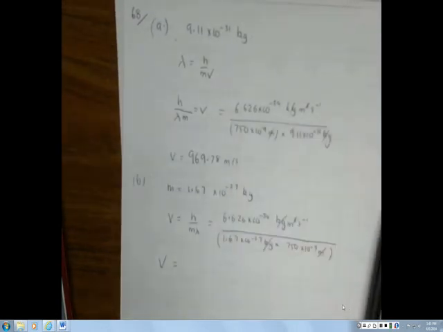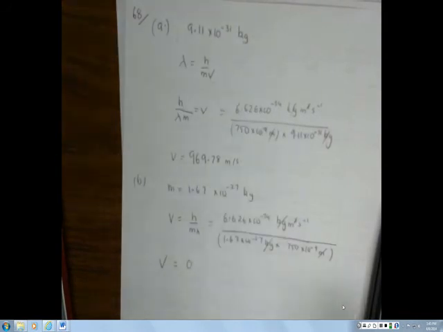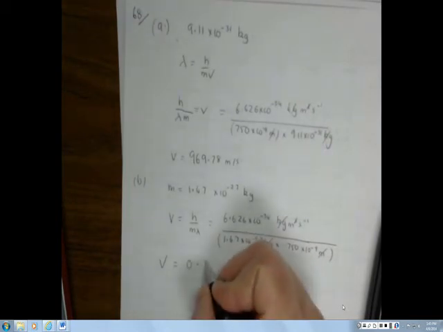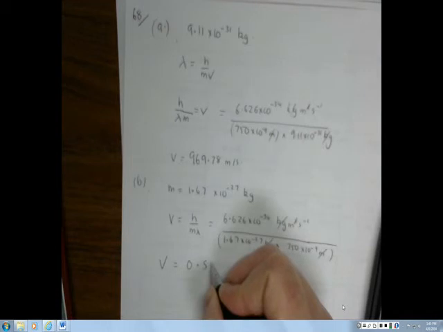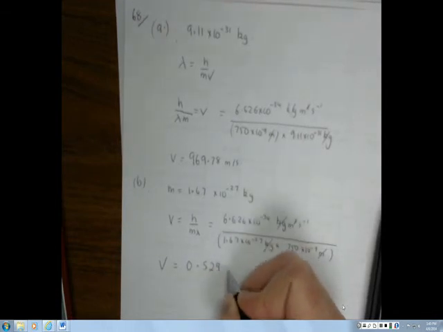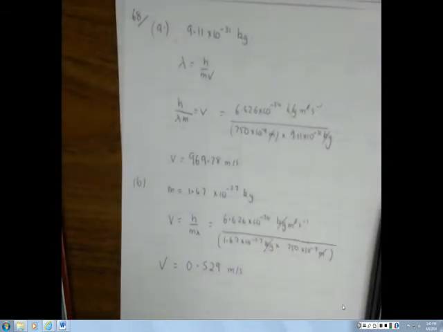Put it all into the calculator. 6.626, second function e to the minus 34, divide, don't forget the parentheses, 1.67, second function e to the minus 27 times 750 e to the minus 9, and I got a really small number. Okay, I got 0.529 meters per second. Now, does that make sense?